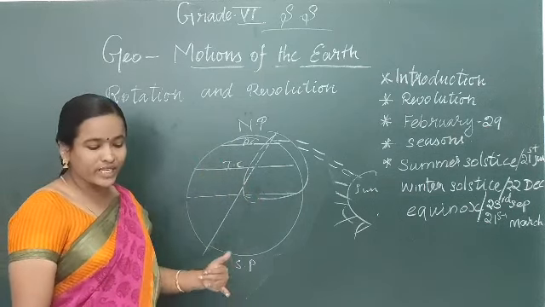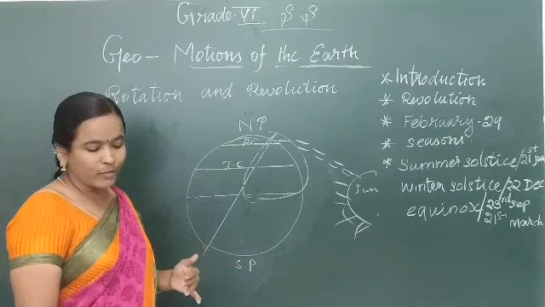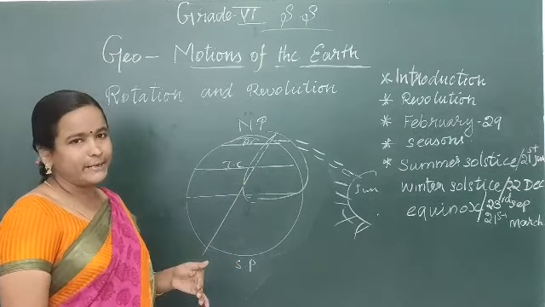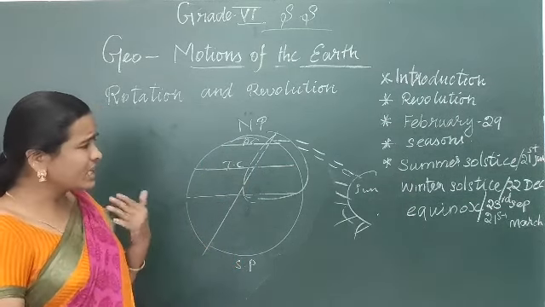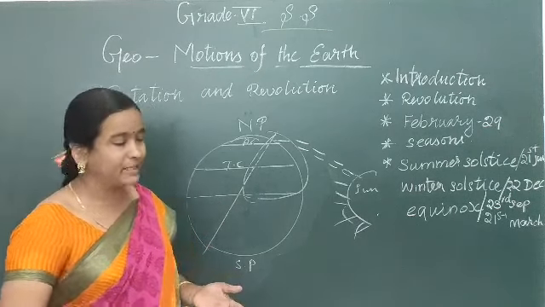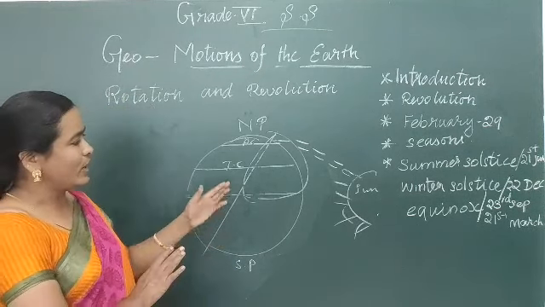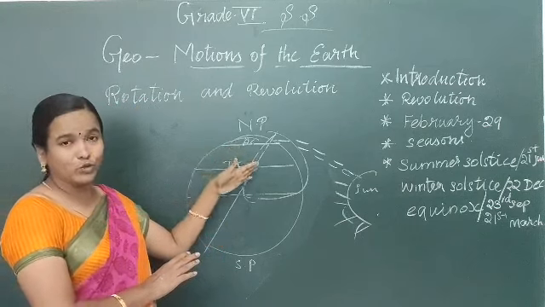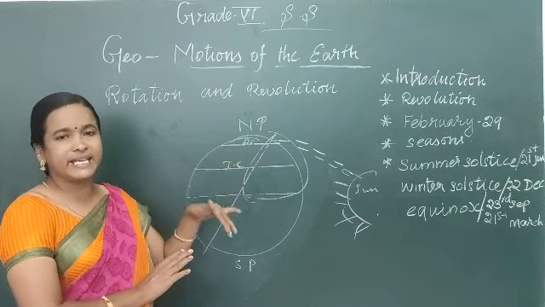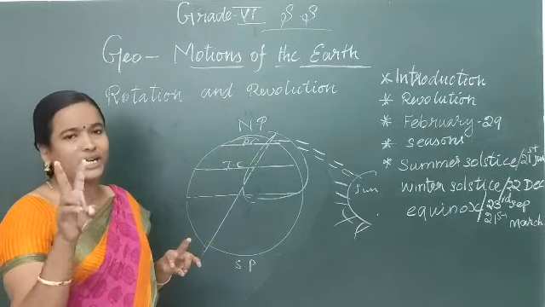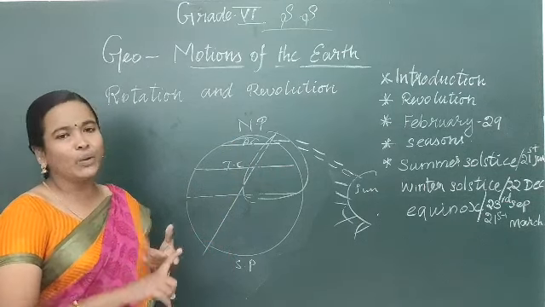This is what is given in your geography book, page number 20. Now we have a short recap on the summer season and the revolution. Revolution causes seasons. In that we have studied only two, summer and winter.